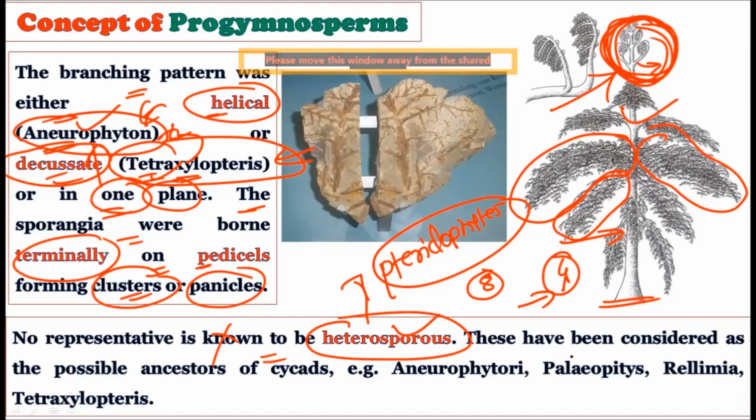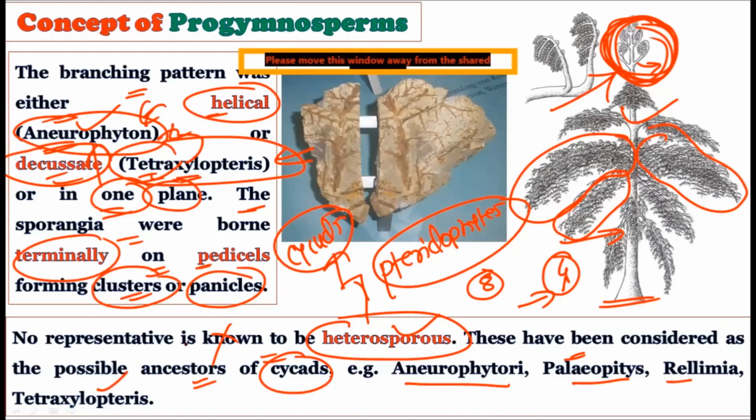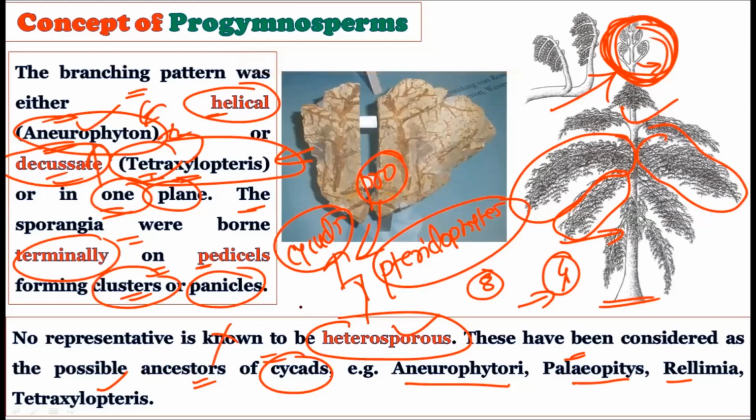Okay. Now, these have been considered as the possible ancestors of the cycads. That is, cycad types of plants may have arisen out of this second order. Examples for this are Aneurophyton, Proteokalon, Rellimia, and Tetraxylopteris. Okay, all these examples you have to carefully remember, because if the UPSC asks you about the evolution of the gymnosperm, then of course there is the concept called the progymnosperm, and under this concept you have to give how these particular orders are quite comparable with the present day gymnosperm, right? The one order, Archaeopteridales, is comparable with that of the Coniferales, while the other one can be comparable with the Cycadales.